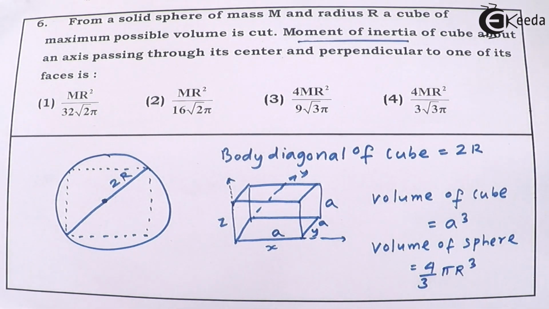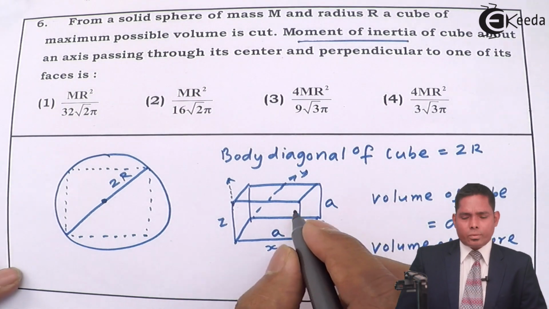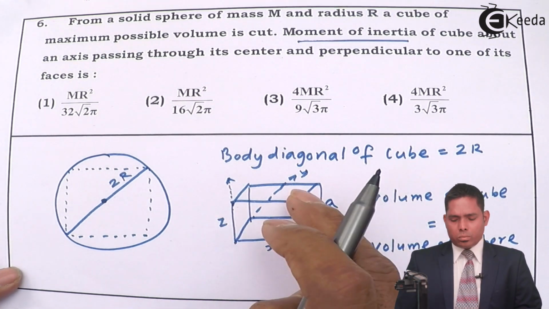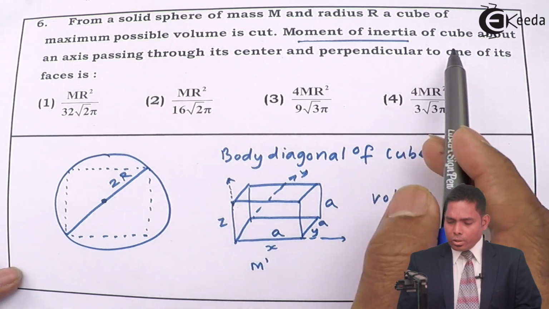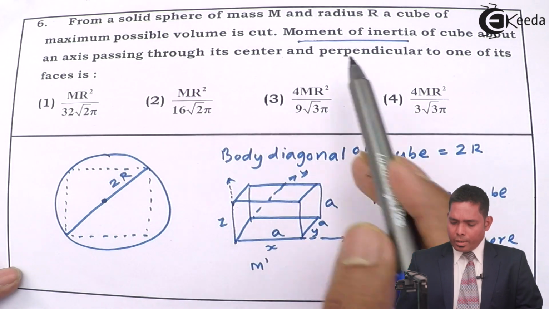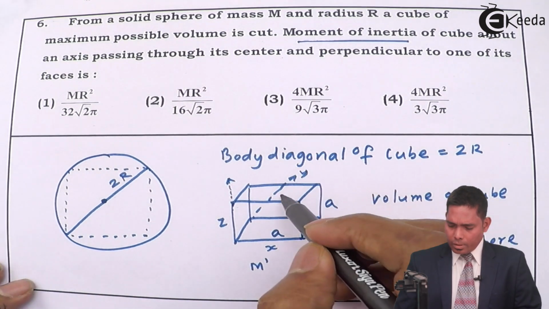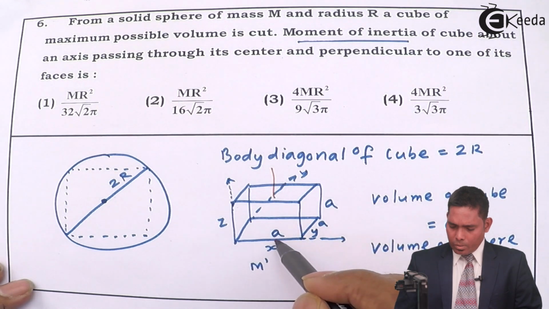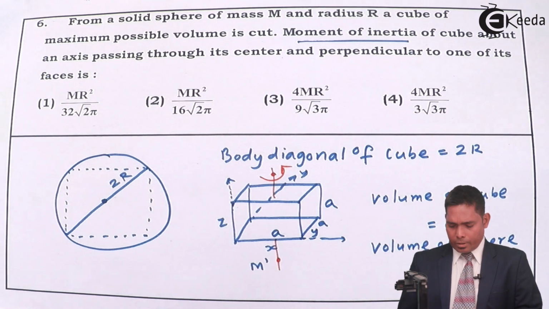So now we have to find the mass of this cube. Suppose the mass of this cube is m dash. What you are asked is the moment of inertia about this axis. The axis is like this, passing through like this. So about this axis we have to find the moment of inertia.